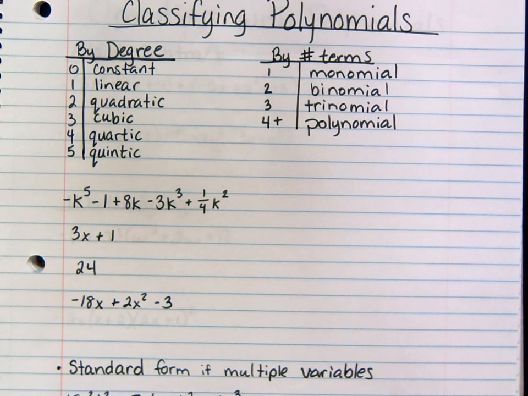Alright, another short video today. We're going to look at classifying polynomials, how to put them in standard form, and how to name them. Now, when I say standard form, I'm talking about how we usually present polynomials. And standard form is from biggest exponent to smallest exponent.